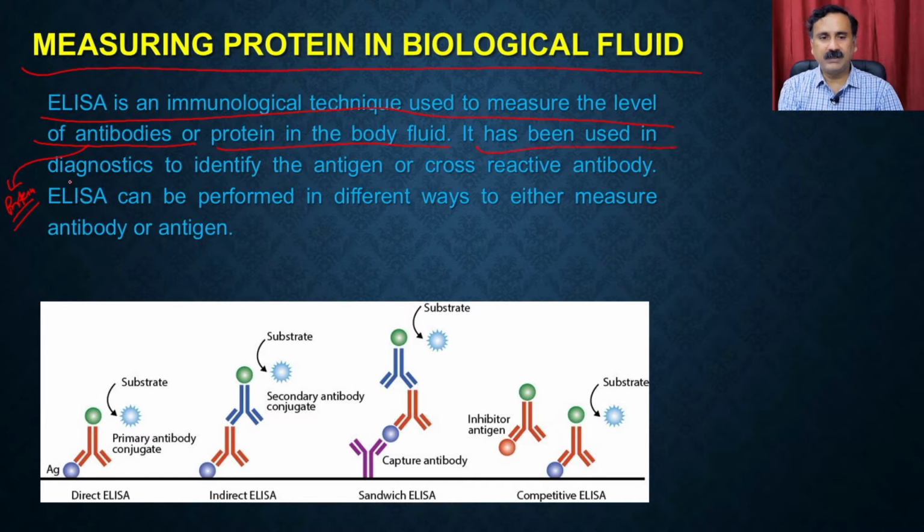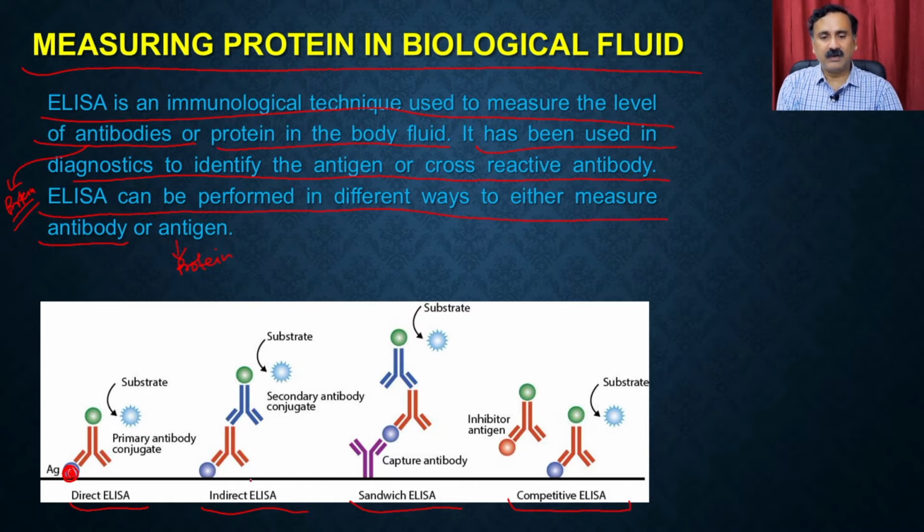It is used in diagnostics for identifying the antigen or the cross-reactive antigen. ELISA can be performed in different ways to measure either the antibody, the antigen, or the protein. So you can have the direct ELISA, the indirect ELISA, the sandwich ELISA, or the competitive ELISA. In the direct ELISA, you have the protein coated onto the surface, and then you add the primary antibody, which is coupled to an enzyme, and that is how the substrate is converted into a readable product.